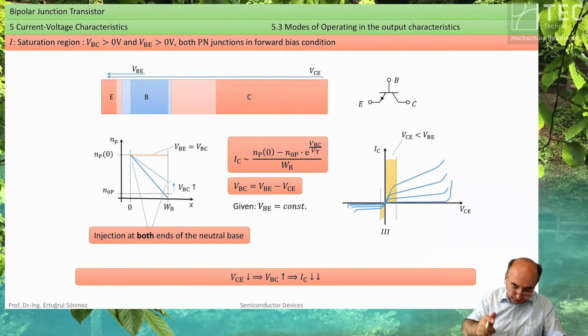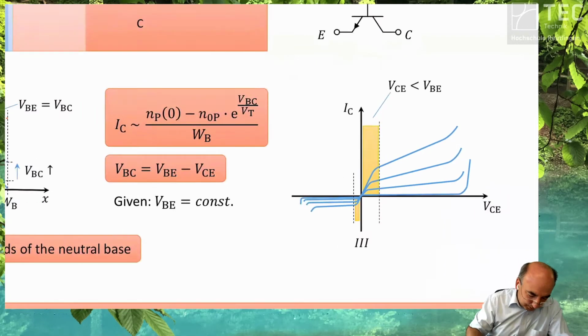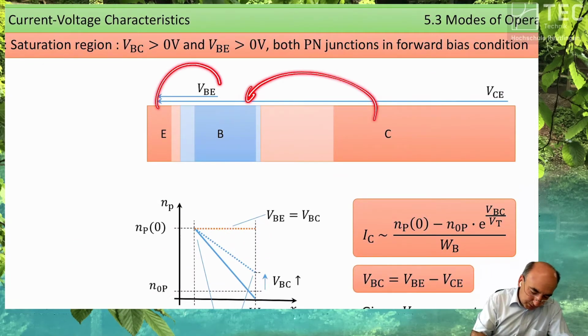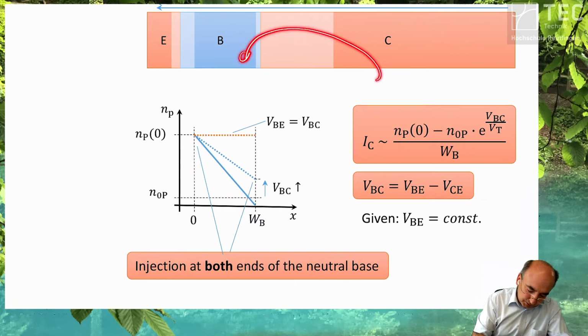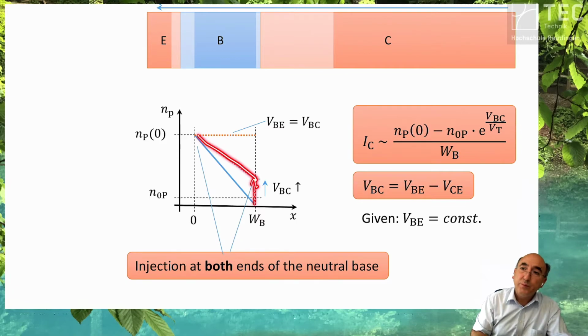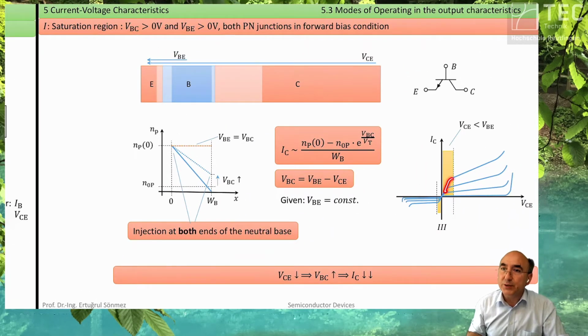And let's talk now about this area in more detail. If the collector emitter voltage is below the value of 0.7 volts roughly, then the collector base and the emitter base are both forward biased. Emitter base has a large injection, so this is again the diffusion triangle. And due to this injection of electrons into the base, this point also increases. Therefore, the slope decreases. And therefore, your current decreases. That's the chain of causality.